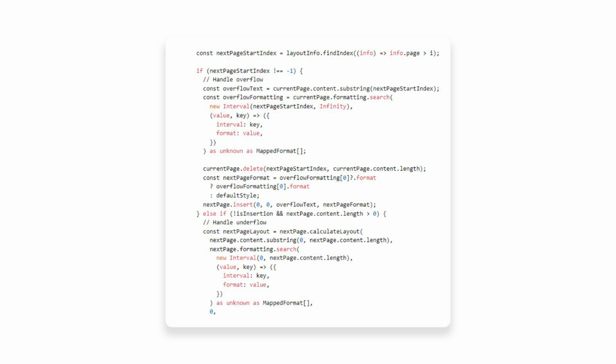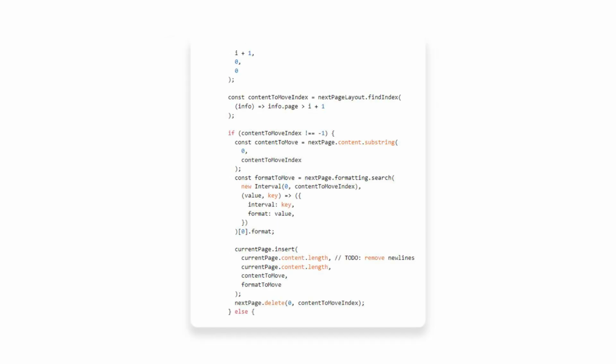Notice how the next page is determined by the layout function, rather than using a hard-coded character count. This is critical for a multi-page editor. 3. Underflow handling. If the next page start index is not found and the current operation isn't an insertion while the next page has content, it prepares to calculate the layout for the next page. Overall, the snippet manages both overflow, excess content moving to the next page, and potential underflow, adjusting the next page's layout when necessary. Here we do a couple things.